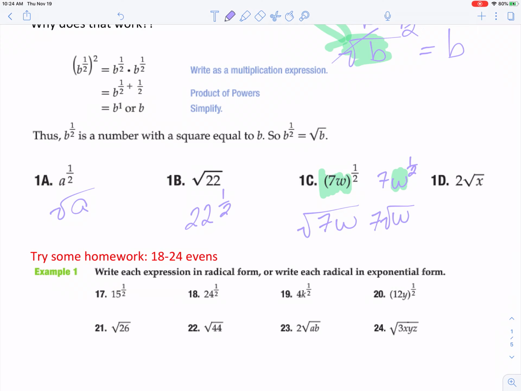Okay, so now check out 1d. X is the only thing that's being square rooted here, so it would be x to the 1/2. Let's pretend for a minute that it was the square root of 2x. Since both of them need to be taken to the 1/2 power, that's where I would use parentheses.